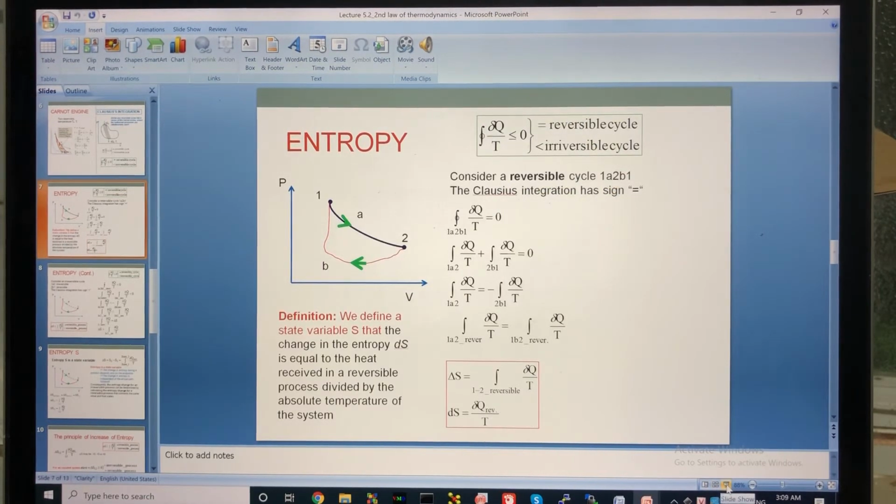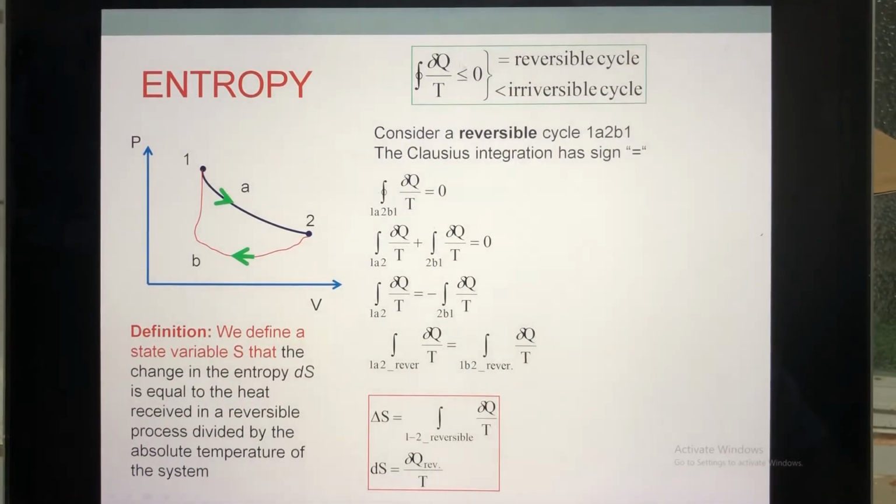In the next slide, I rewrite this information from the previous video. The sign is equal when we have a reversible process, and smaller than 0 when we have an irreversible process. Now we consider a closed cycle like this, an irreversible cycle. So now we apply this formula. I rewrite this one. Now I divide this process into two processes: from 1A2 and then the second process 2B1, like this.